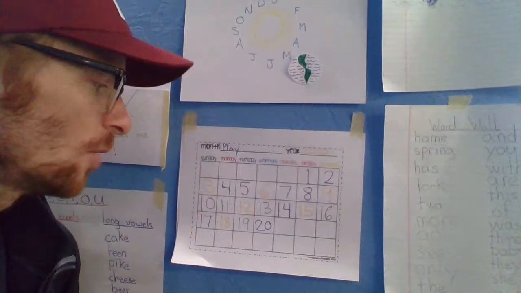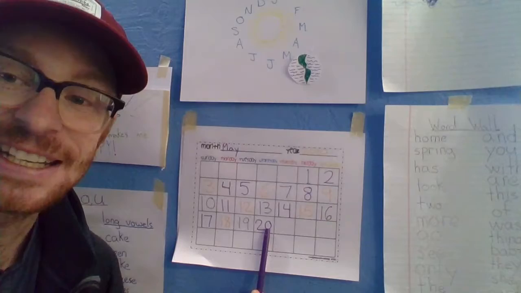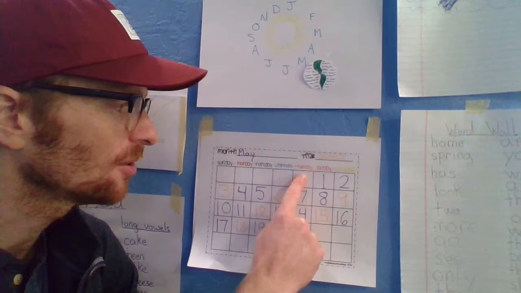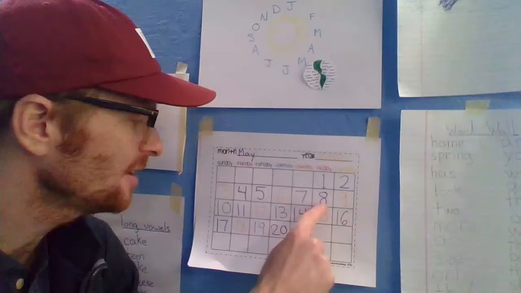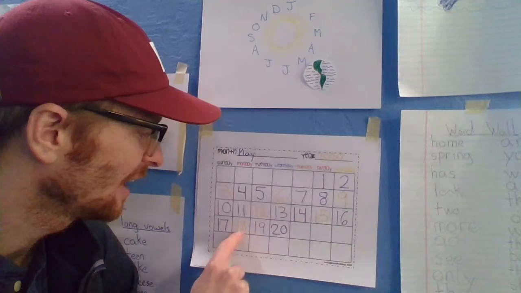20. Ooh, 20. Two digits, ends in a zero, so zero means that it is an even number. We can count to it by twos. Count with me. Here we go. 2, 4, 6, 8, 10, 12, 14, 16, 18, 20. Wow, we counted by twos.